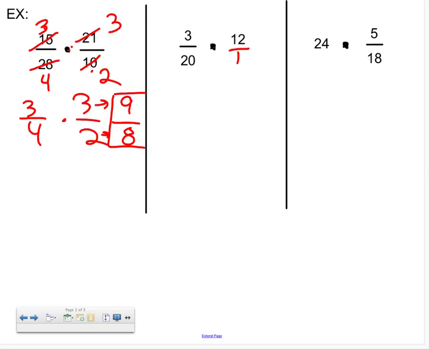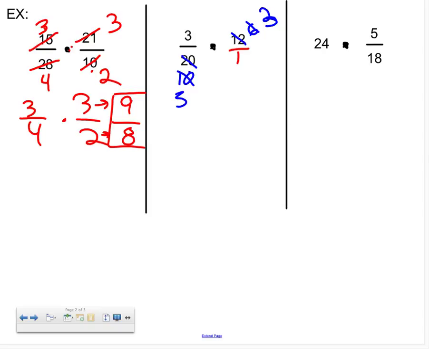20 and 12, do they cancel? Well, I can divide them both by 2, right? So let's do that. 20 divided by 2 is 10. 12 divided by 2 is 6. And if I look at this, I see I can still cancel some more, right? Because 6 and 10 can also both be divided by 2. So 10 divided by 2 is 5. 6 divided by 2 is 3.